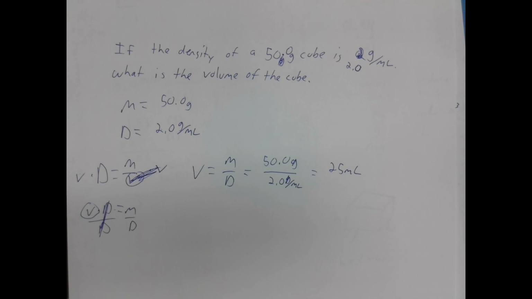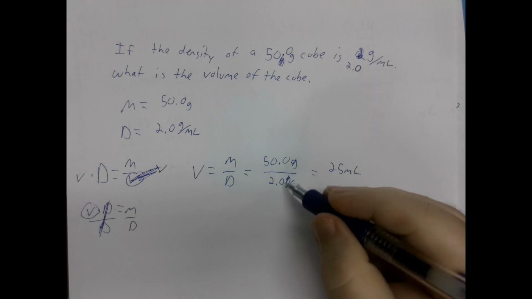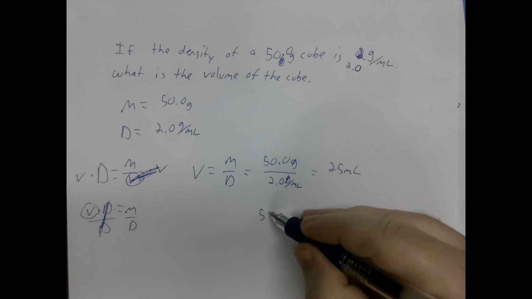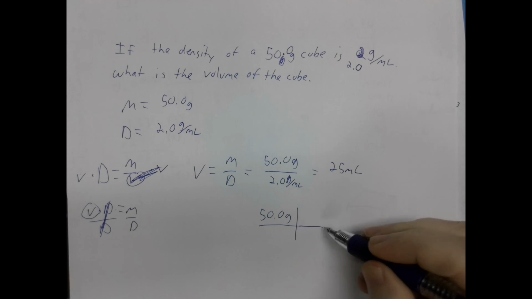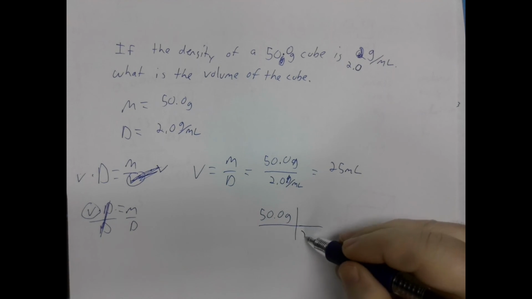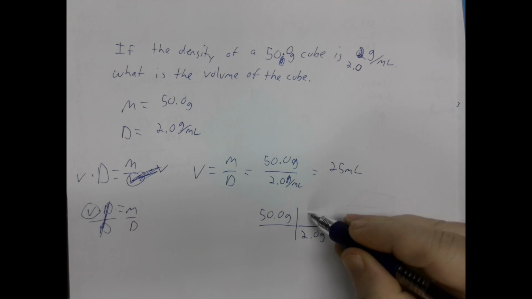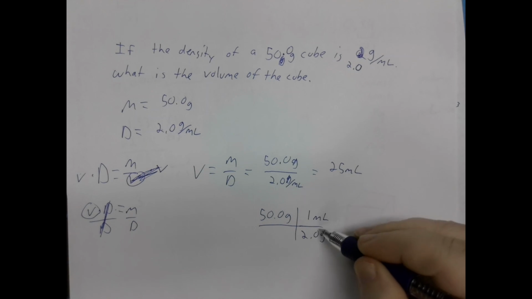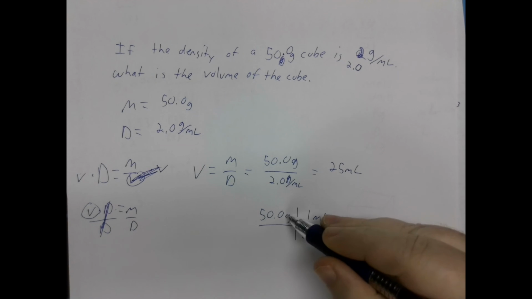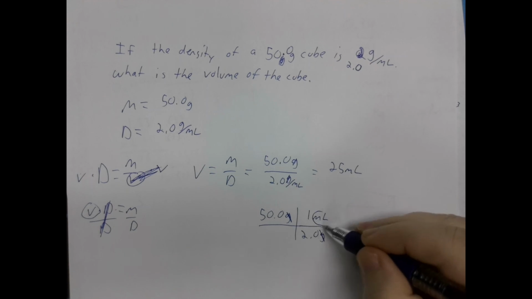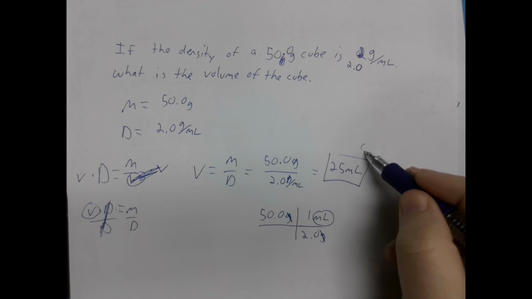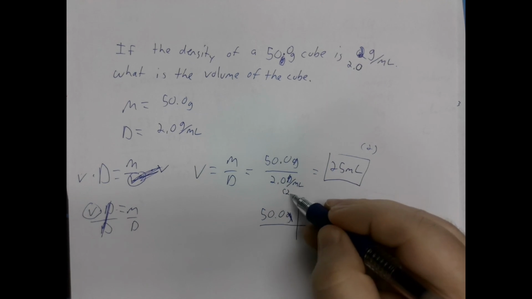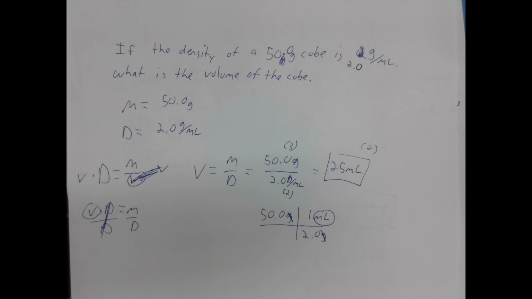This test doesn't include dimensional analysis, but if we were actually using dimensional analysis, 50.0 grams times 1 milliliter over 2.0 grams. This is how the milliliter flips the numerator. The grams cancel out, leaving milliliters. And we put the answer as 2 significant figures, because this had 2, this had 3, and we choose the smallest.